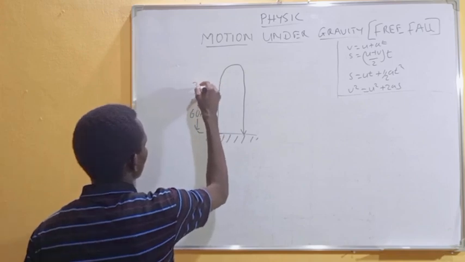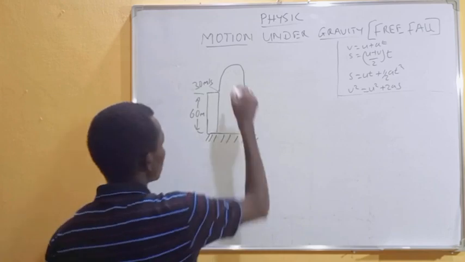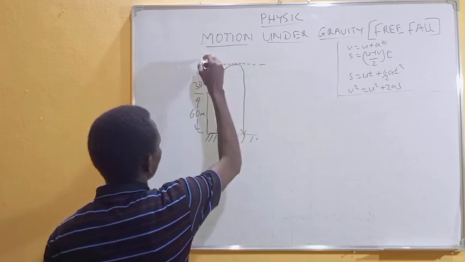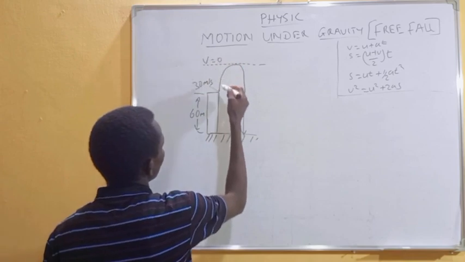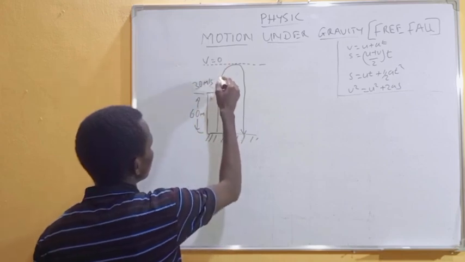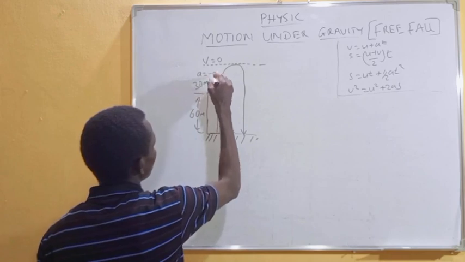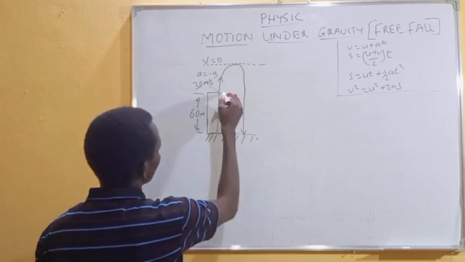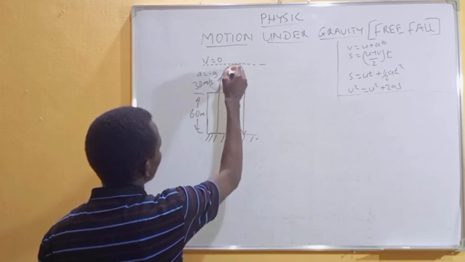Initial velocity is equal to 30 meters per second. While at the highest point, we say that the final velocity is equal to 0. And since the motion is in upward direction, a is equal to negative g. From these three values, we can find the height from the top of the tower to the maximum height.